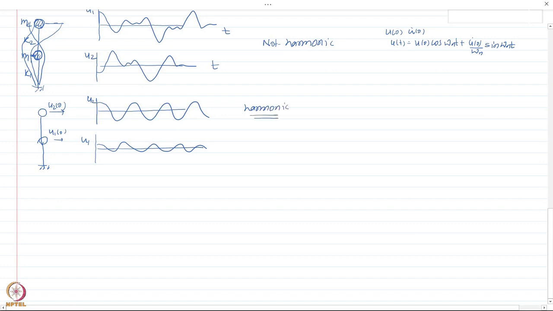Those combinations of initial displacements are called characteristic shapes, or also called mode shapes, of a multi degree of freedom system. For a 2 degree of freedom system, we would have 2 such characteristic shapes or mode shapes, such that if it is given the initial displacement with those proportions, then the resulting motion at the degrees of freedom would be harmonic in nature, plus it would maintain its shape.